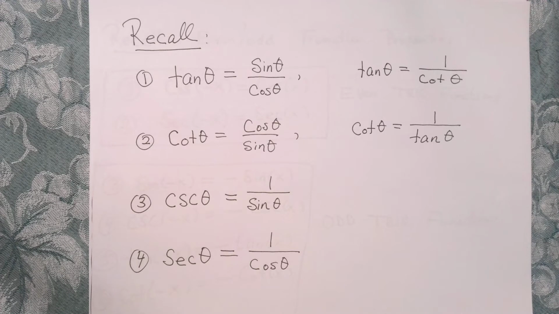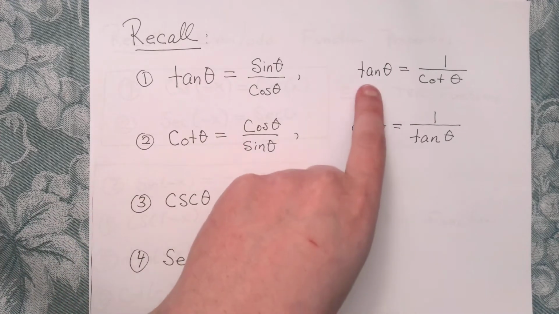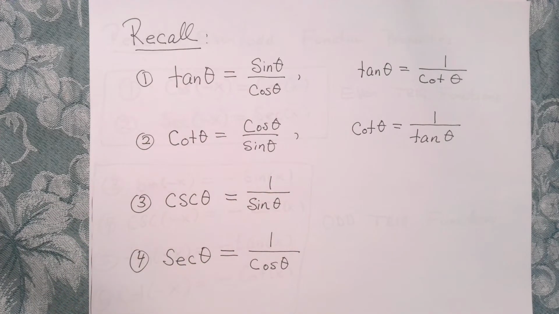And so these are essentially all the reciprocal identities. They're really handy. They allow us to transform one thing into another, and we'll use them all over the place.